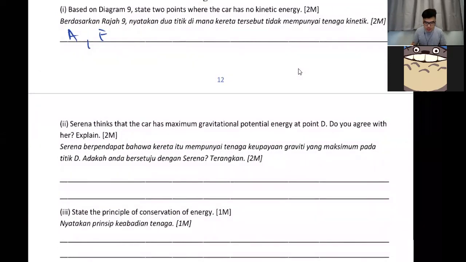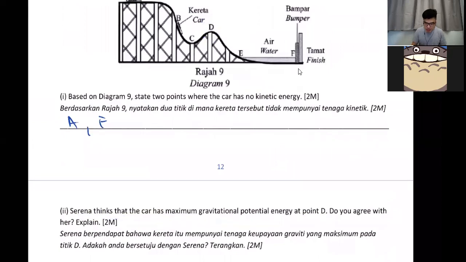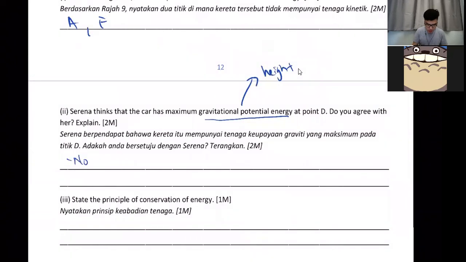So number 2, Serena thinks that the car has maximum GPE at point D. Is it here? No, because GPE, gravitational potential energy, tenaga keupayaan gravity, depends on height, ketinggian. Is this the highest place? No, A is the highest, so GPE is the highest here. So do you agree with her? No. Okay, D is not the highest place.